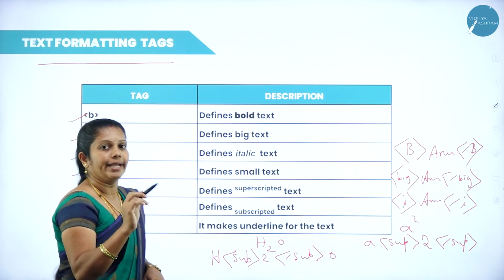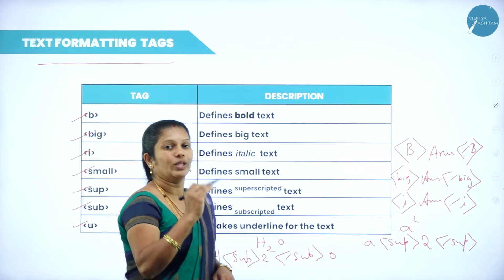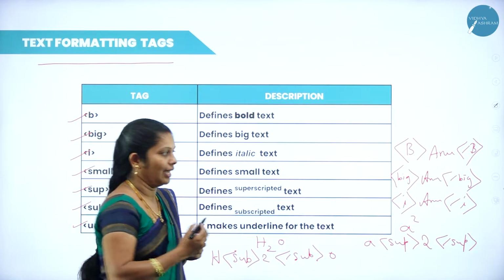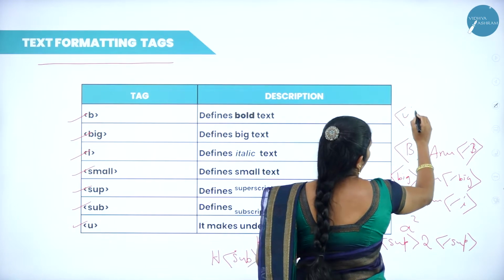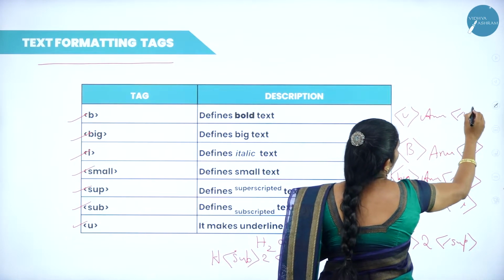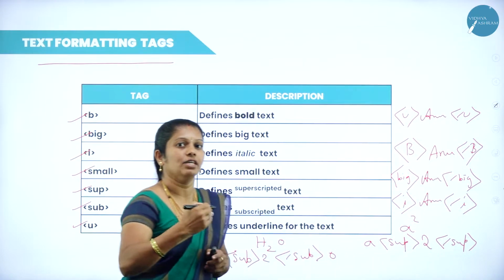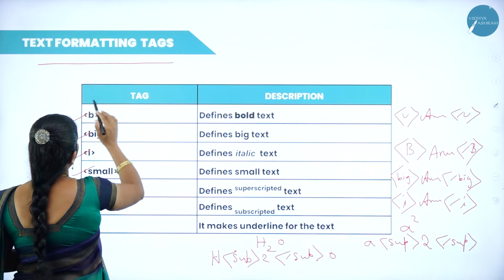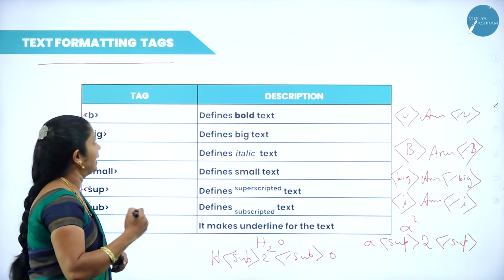Then the U tag helps to display the data with an underline. For example, if I want to display Anu with an underline, then how to write it? First I have to write the U tag, the underline tag, then Anu, then close the U tag. Like this, one by one, all the tags we can use and we can work on that. These are the few text formatting tags.